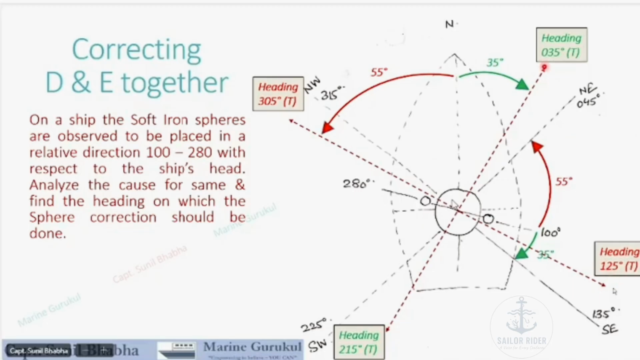So these are the four headings which we have obtained: 035, 125, 215 and 305. All these headings are perpendicular to each other, at a 90-degree difference from each other, and the combined correction for coefficient D and E can be made on any one of these headings. So the answer is obtained as: heading has to be 035, 125, 215 and 305. On any one of these headings, the correction can be made. And the answer is thus obtained.